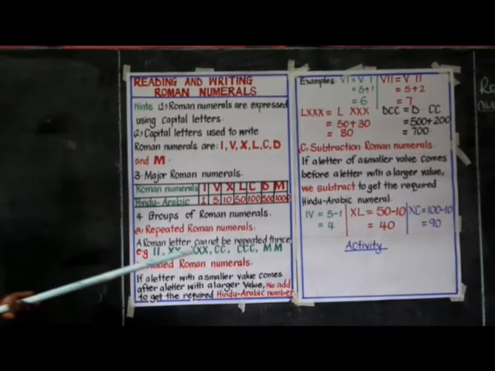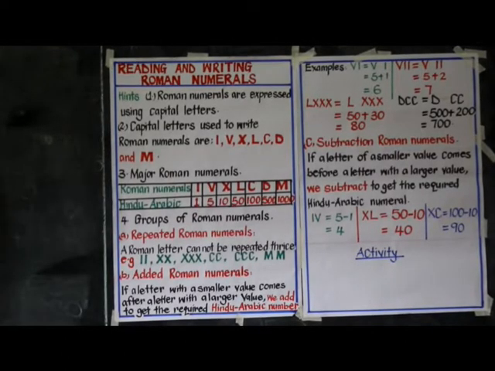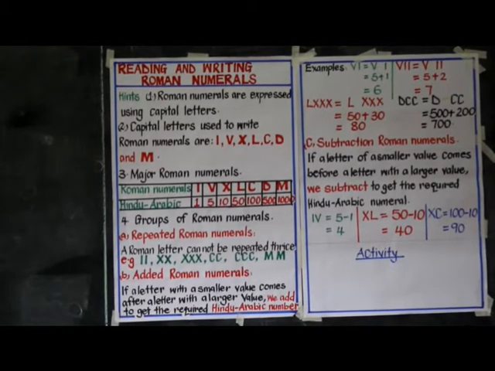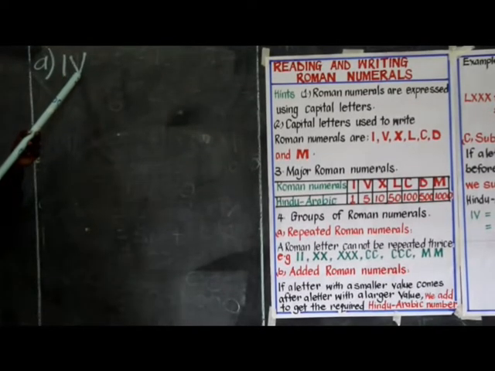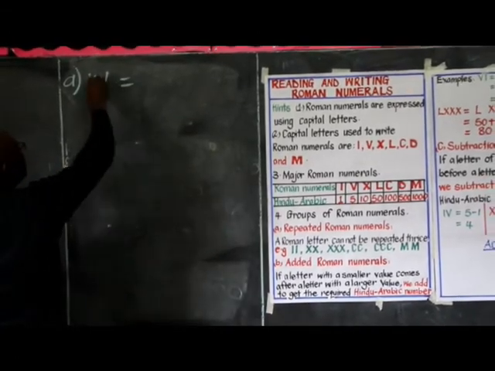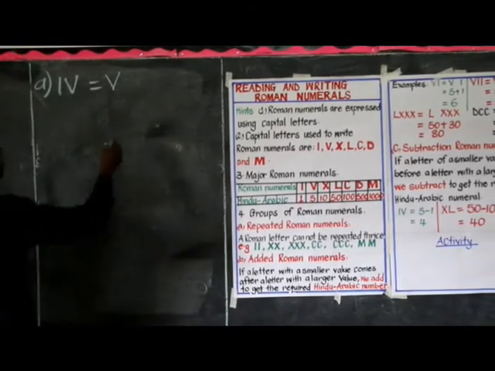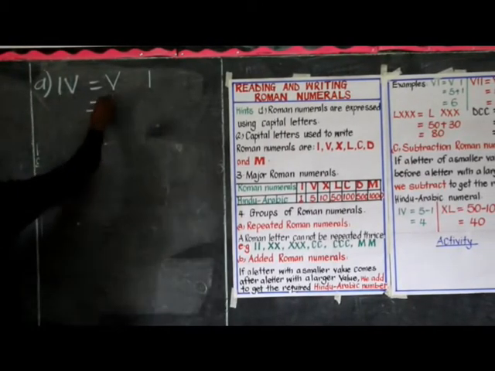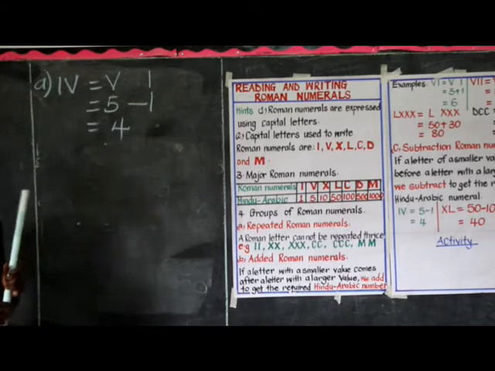And these are the examples. The first example is IV. And those we get by subtraction. Now you realize that I is of a lower value than V. I is 1, V is 5. Whenever you find that a letter of a lower value is written before the letter of a higher value, it means you are going to subtract. How are you going to do it? You get the higher value, which is V, because V is 5, and I is 1. So you are going to subtract. So that is 5 minus 1, and you end up with 4. So meaning that IV is 4.